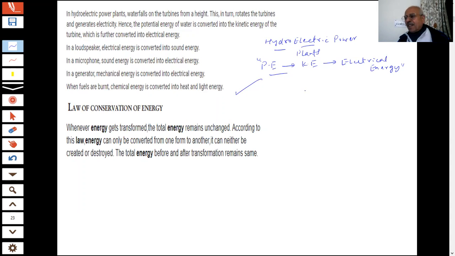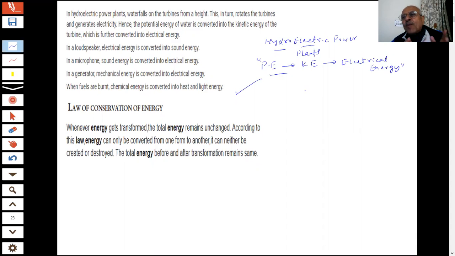Therefore, students, both of us agree that there are various forms of energy and they can be converted. Next question is, can I create energy or can I destroy energy, any form of energy? Tell me, can you create or destroy any form of energy, students? Tell me, what is your answer? Can we create or destroy any form of energy? No, sir. No, sir. Okay, very good.